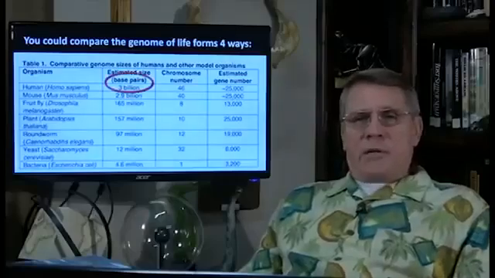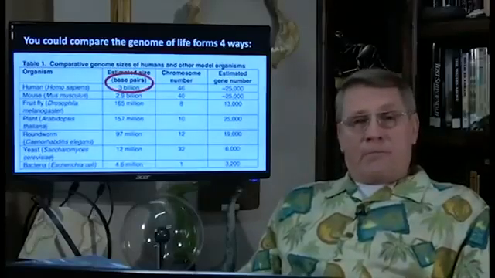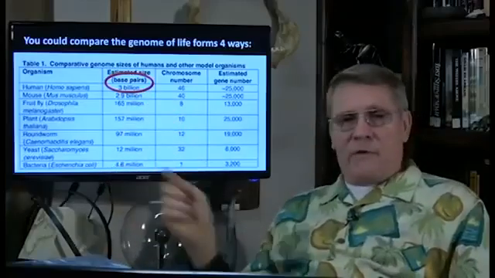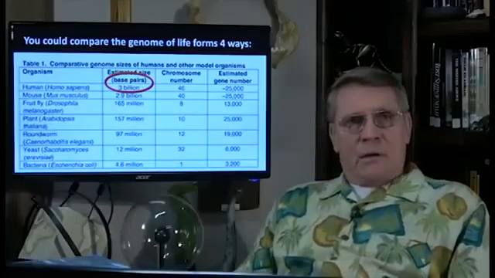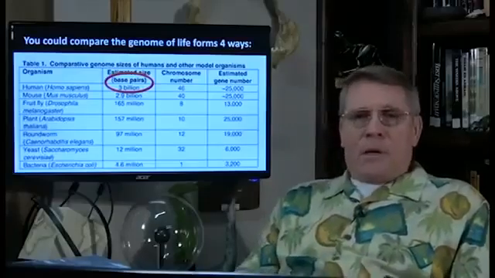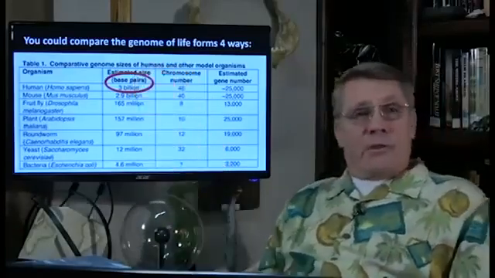You can look at the similarity of how many base pairs are there. In the case of humans, 3 billion. Bacteria have 4.6 million. So humans have about, what would that be, 700 times more. Okay. You could look at how many base pairs they have.